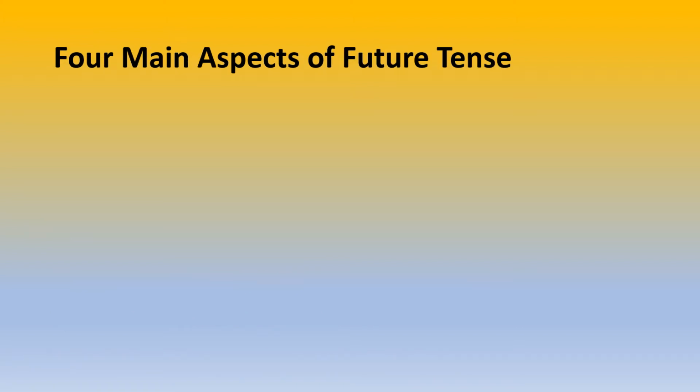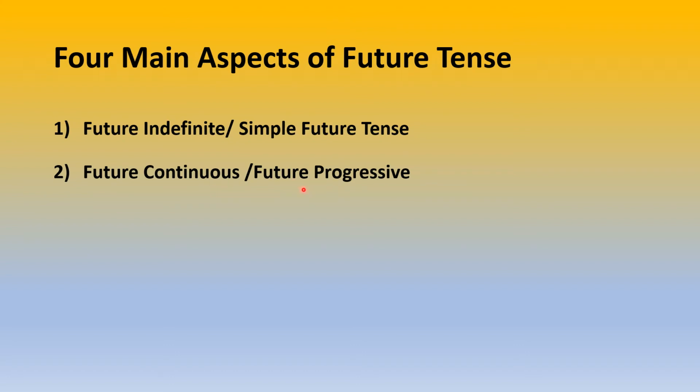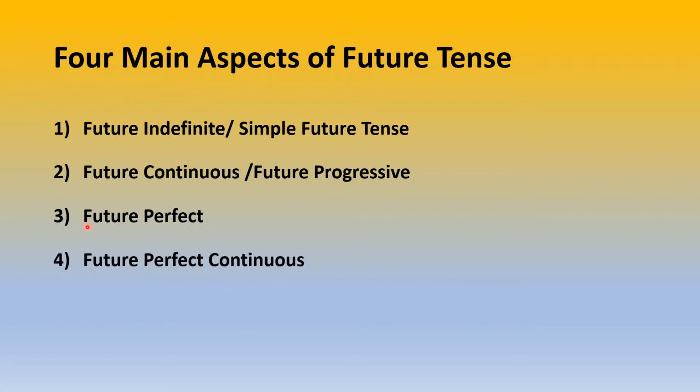Following are the four main aspects of future tense. Future indefinite, which is also known as simple future. Future continuous, another name for it is future progressive. Future perfect and future perfect continuous. Let's talk about all these four aspects along with the help of examples.